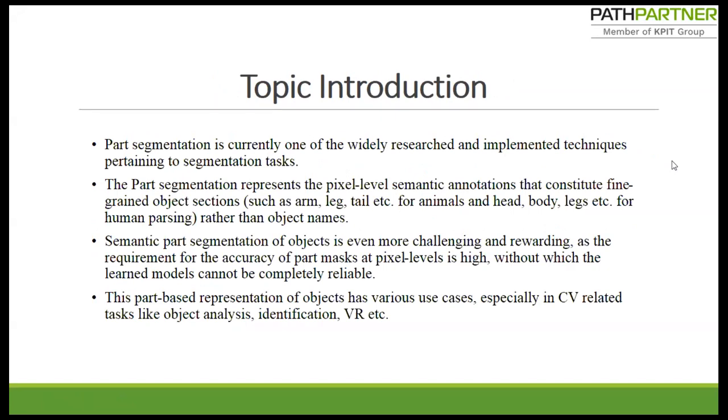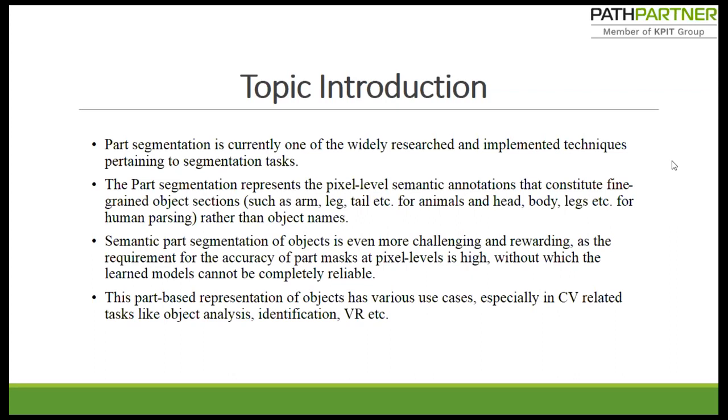Yeah, so coming to the topic introduction, most people who are working in the CV domain or doing research in the CV domain would be familiar with the term segmentation. It is to basically generate a mask or classify an object according to its class. So here we're going to discuss part segmentation, which is currently one of the widely researched domains. It basically represents the pixel level semantic annotation of each object rather than the object names. For example, for animals, their semantic part segmentation will be for arm, leg, tail, etc. And for human body parsing, it would be head, body, torso, legs, etc.